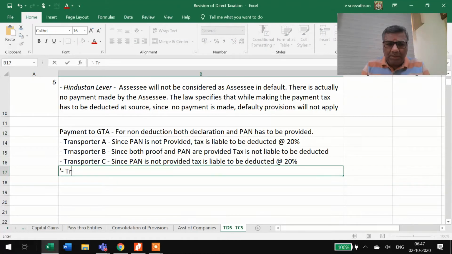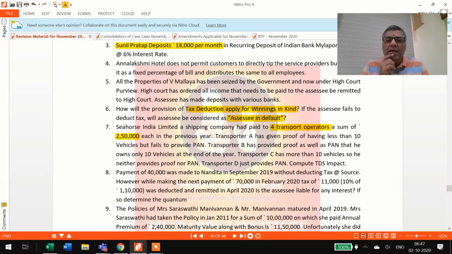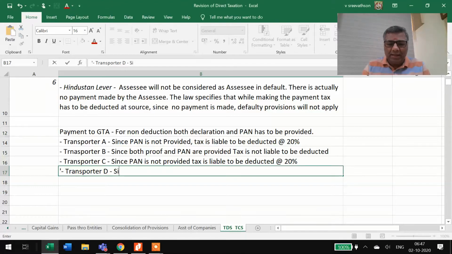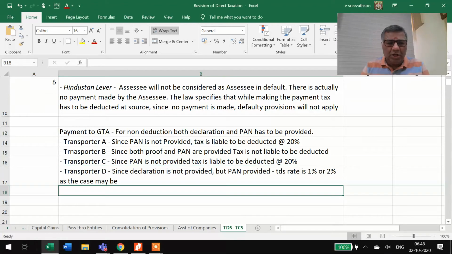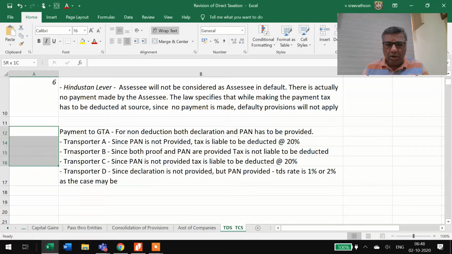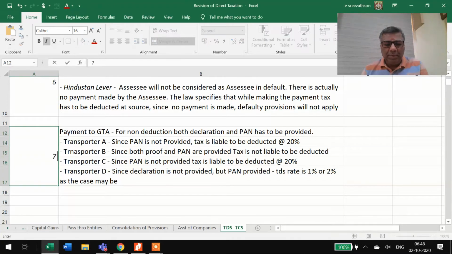At 20%. Transporter D. Okay, transporter D just provides PAN. Okay, since declaration is not provided but PAN provided, tax rate, TDS rate is 1% or 2% as the case may be. Depends upon whether you are an individual, HUF, or other assessees. Depending upon that, you will be asked to pay.